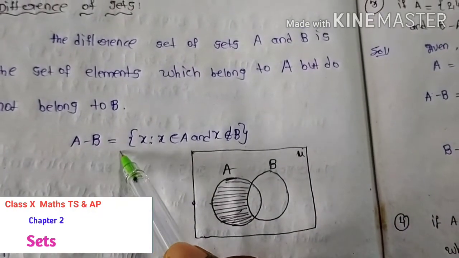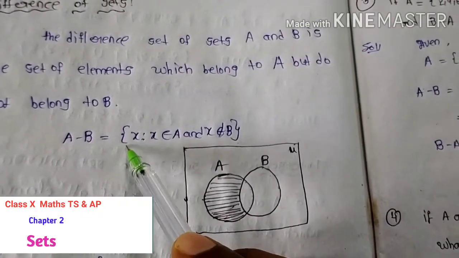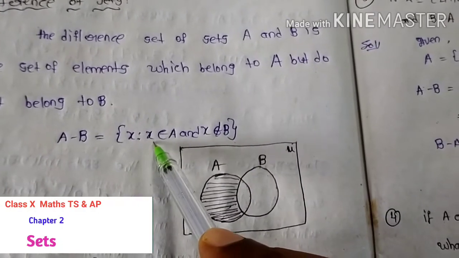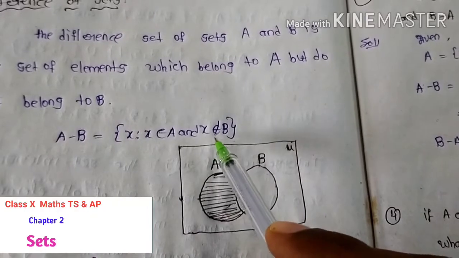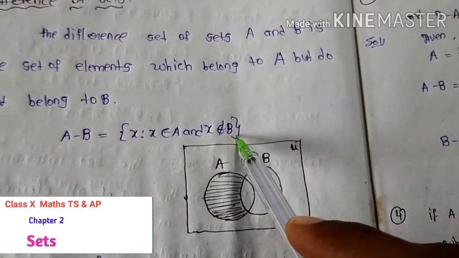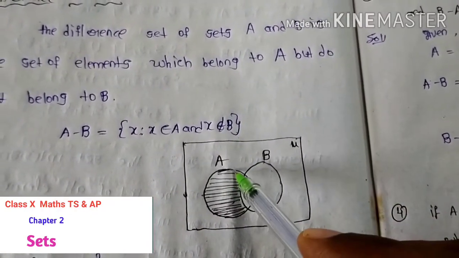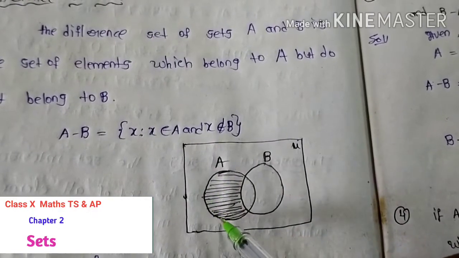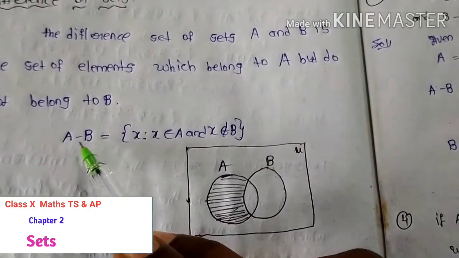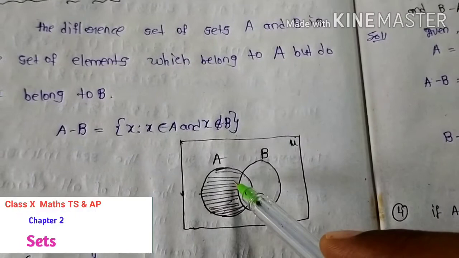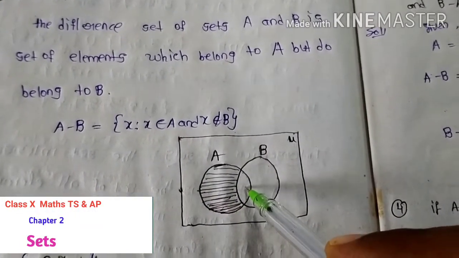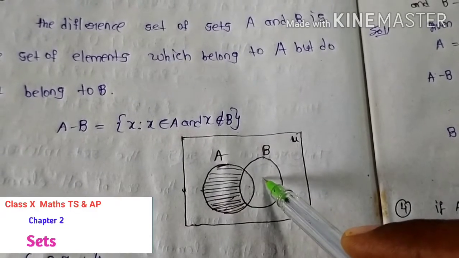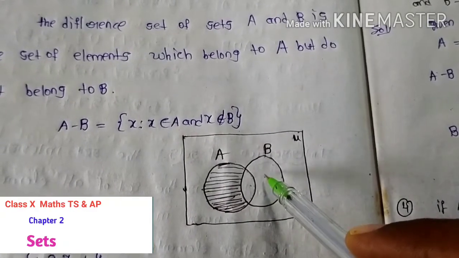We can represent it in the set builder form. Here the set of all x such that x belongs to A and x does not belong to B. That means the elements which belong to A only. A minus B means the elements which belong to A only. If you are taking an element here, will that element belong to B also or not, so that you don't take from B also.